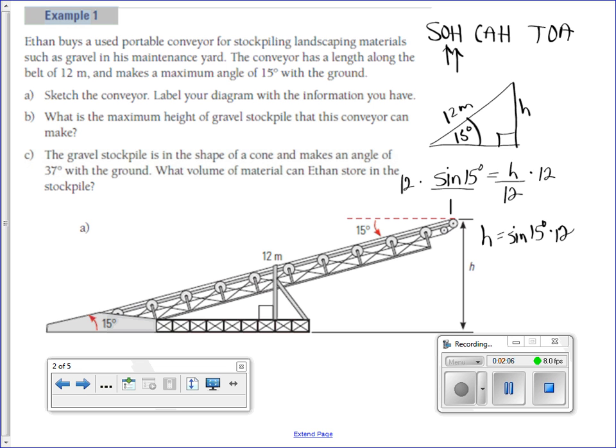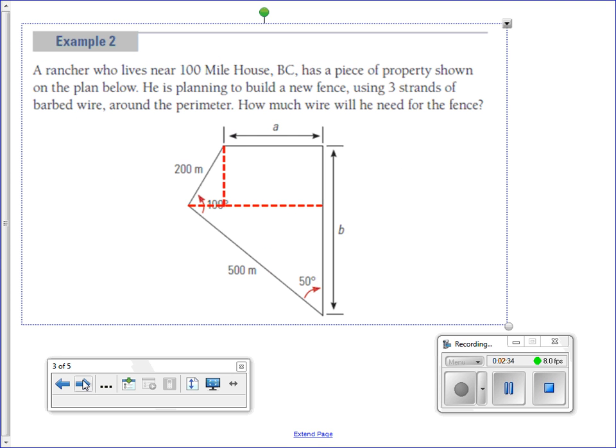Now question C says the stockpile, the actual gravel, is in the shape of a cone and makes an angle of 37 degrees with the ground. How much volume of material can Ethan store? This goes back to our previous unit involving volume and capacity. So we're going to have to figure out a value and then apply that to what we previously knew.